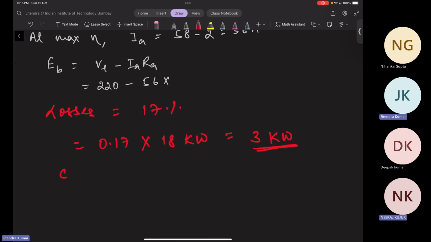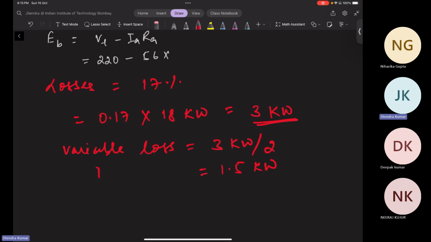So constant loss and variable loss, I can divide it by 2. So variable loss, 18 kilowatt is the input power. So 3 kilowatt divided by 2, it will be 1.5 kilowatt. And I can equate it to IA squared RA.